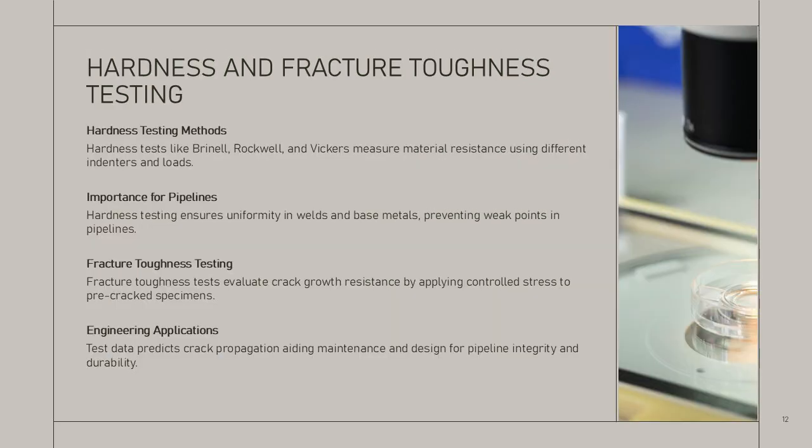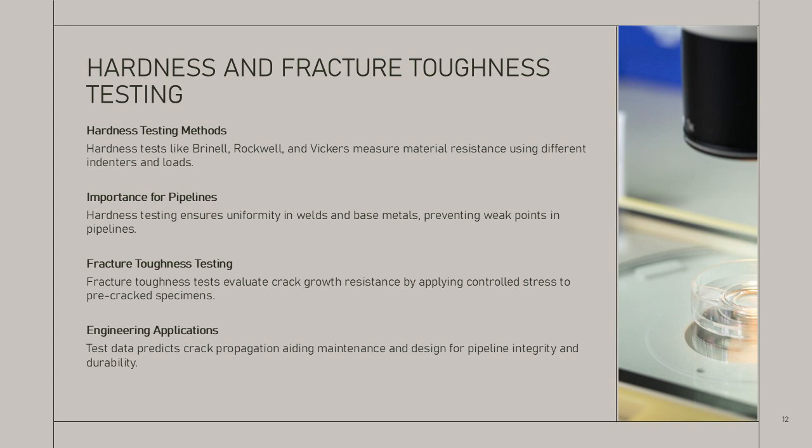Hardness testing determines a material's resistance to deformation, which correlates with strength and wear resistance. Common methods include Brinell, Rockwell, and Vickers tests, each using different indenters and loads. For pipelines, hardness testing ensures uniformity across welds and base material, preventing weak points.